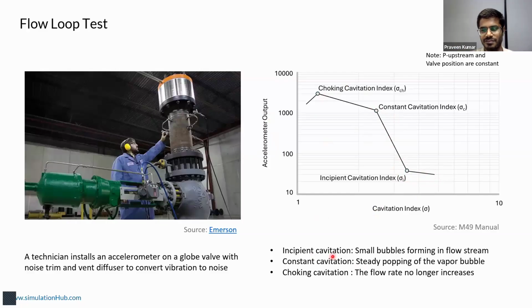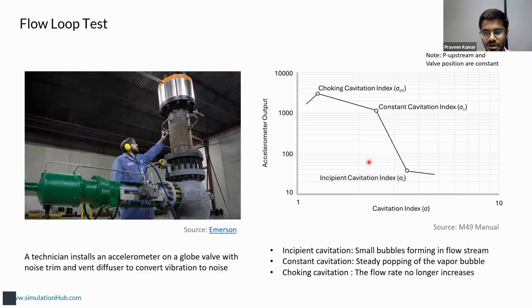Incipient cavitation is like the starting of small bubbles forming in the flow stream. There is no big damage or anything. But beyond this point, constant cavitation occurs, with a small vibration and steady popping. And then the choking cavitation: the flow rate doesn't increase beyond this point. So that is choking cavitation, right?